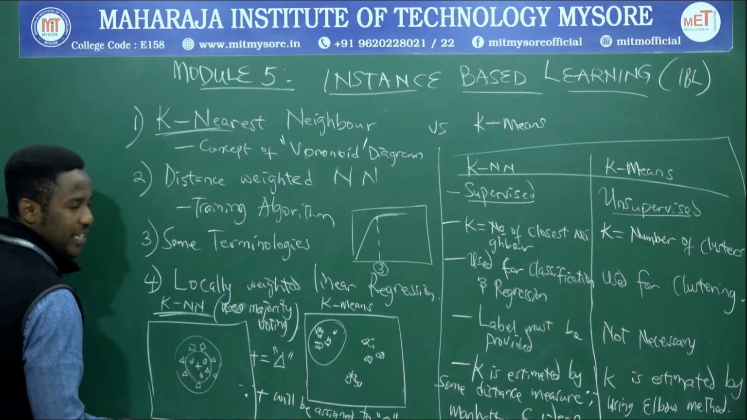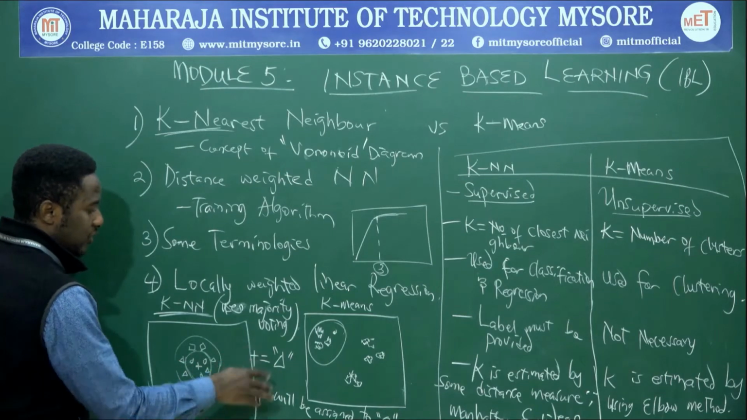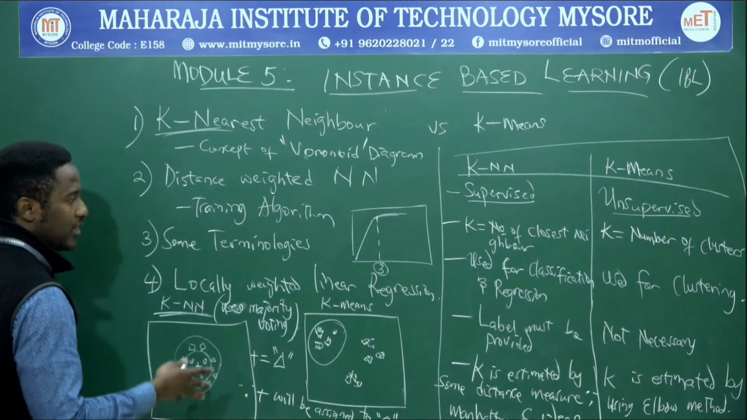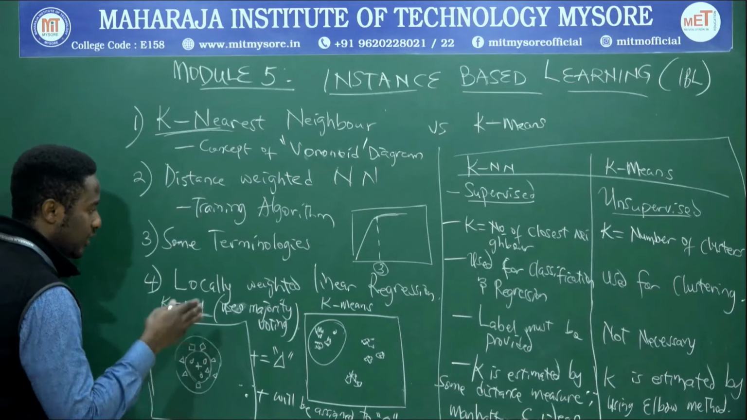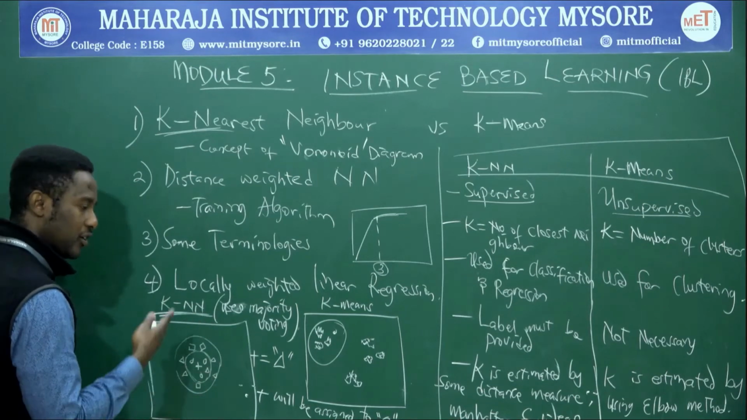So you might say it doesn't make sense, because plus and triangle are different shapes. Who cares? That is how KNN understands that, and that is how the algorithm works.